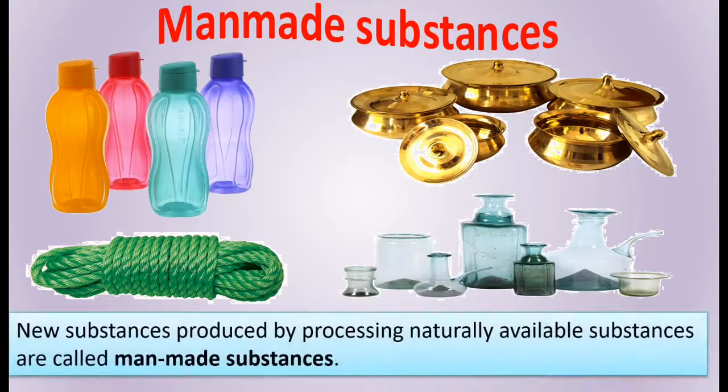So new substances produced by processing naturally available substances are called man-made substances. Okay, so very simple definition for man-made substances: any new substances produced when you're doing certain things.